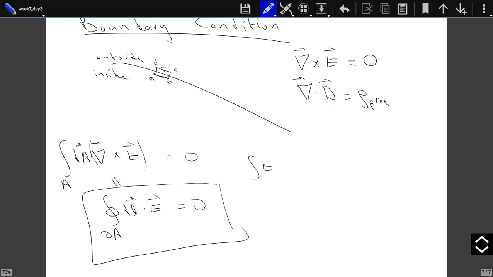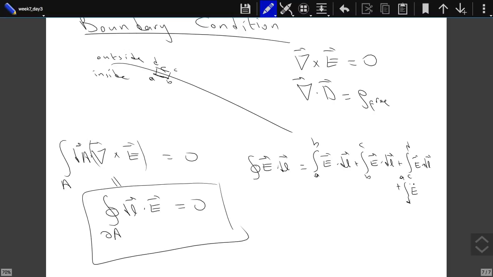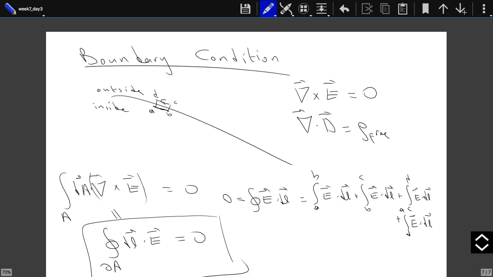Now, the integral of E dot dl around that closed loop will be from A to B, E dot dl, from B to C, E dot dl, from C to D, E dot dl, and from D to A, E dot dl, and this should be zero. Since it should be zero for any closed loop, I just choose a particular one, and the integral of the electric field around that one should be zero. Now let's look at the integrals from B to C and from D to A.